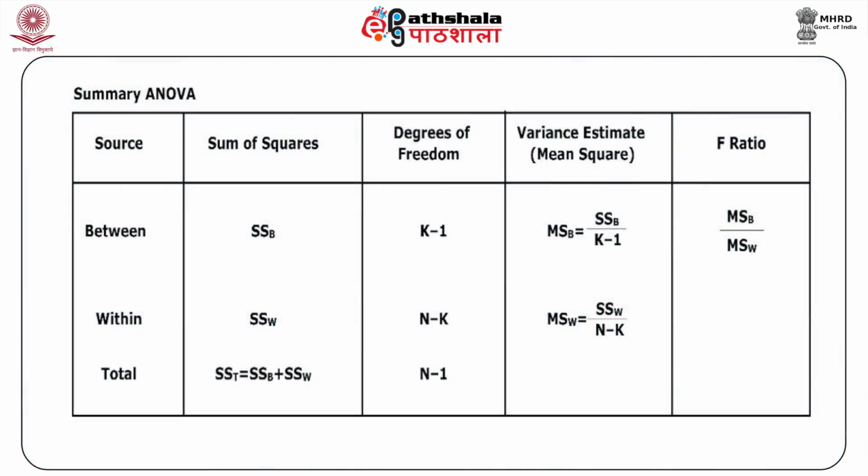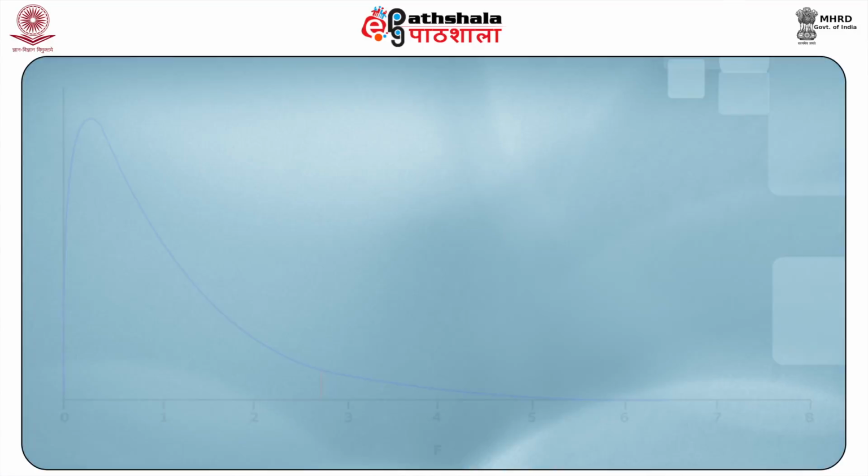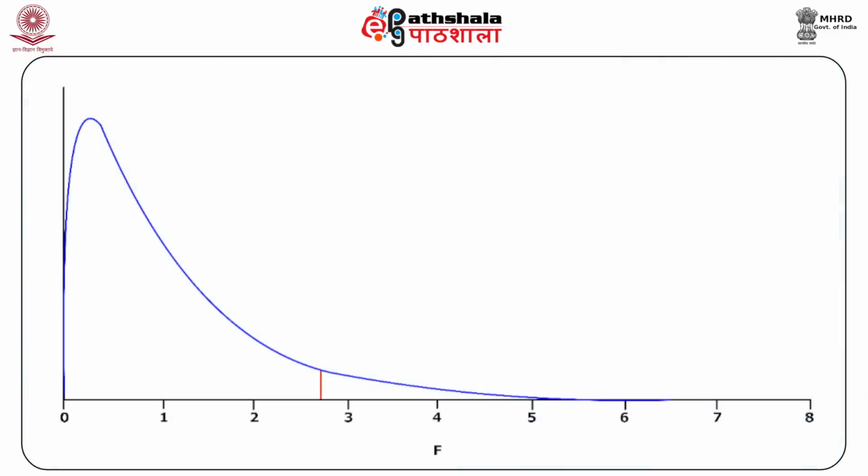When the null hypothesis is true, that is, there is no difference between group means or no treatment effect, one would expect F to be equal to 1. The larger the F ratio, the more reasonable it is that the independent variable has had a real effect. If the F ratio is less than 1, the treatment has had no significant effect. The summary of ANOVA table is given at the end of ANOVA, which contains the source, sum of squares, degrees of freedom, variance estimate or the mean squares, and the F ratio. The graphical representation of the ANOVA distribution is also shown here.